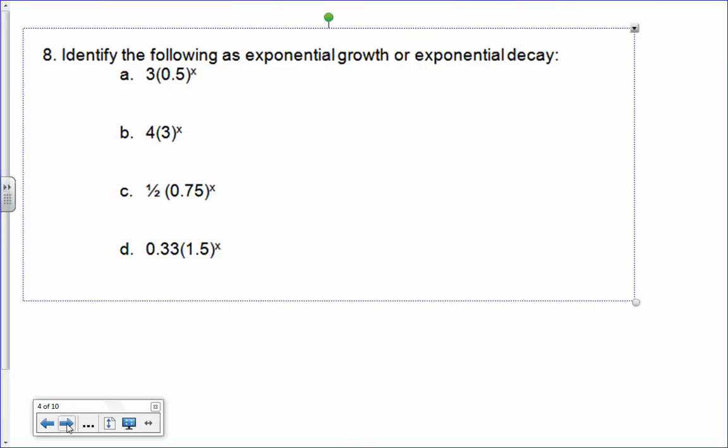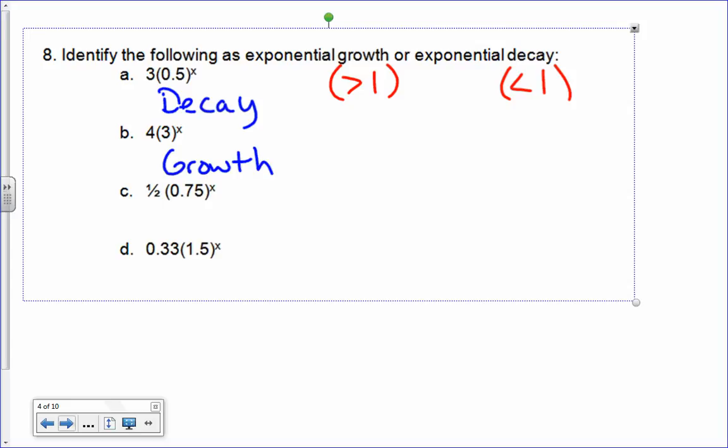Go to number 8. Now 8's not multiple choice. It wants you to identify each one as growth or decay. Now remember, you're looking for the number inside the parentheses. Growth happens when that number is greater than 1. Decay happens when that number is less than 1. So if you look at these examples, the 0.5, that's less than 1. That's decay. 3 is greater than 1. That's growth. 0.75 is less than 1. That's decay. And 1.5 is greater than 1. That's growth.